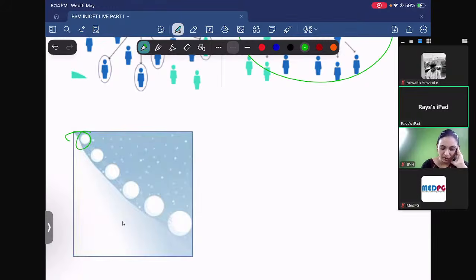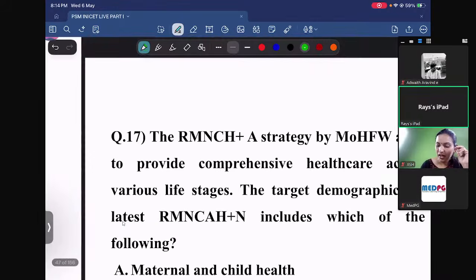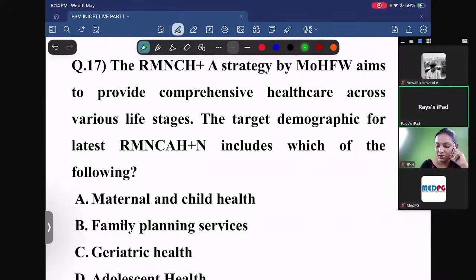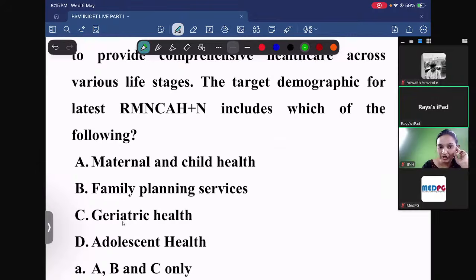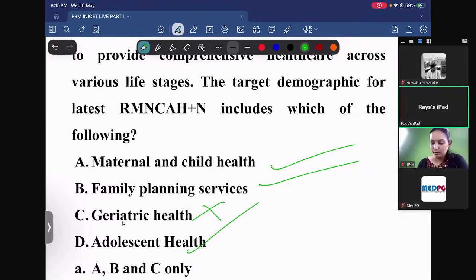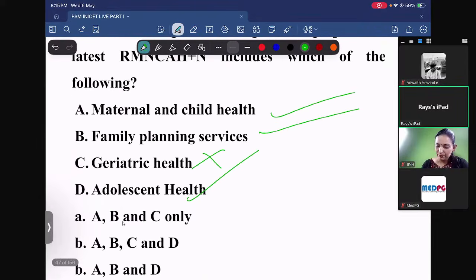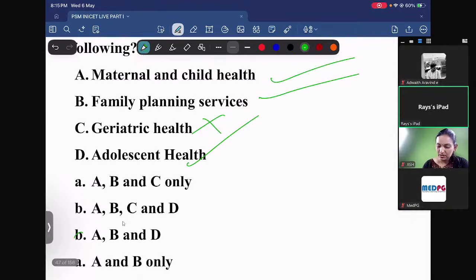Okay. Next question. The RMNCH plus A strategy by the Ministry of Health and Family Welfare aims to provide comprehensive healthcare across various life stages. The target demographic for the latest RMNCH plus N includes which of the following? So your RMNCH plus includes maternal child health, of course, yes. Family planning services, yes. That is what the R stands for, reproductive. Geriatric health, no. Geriatric health is not a component of RMNCH plus N as of now. And adolescent health, of course, is a part of your reproductive and child health program. So your answer is going to be A, B, and D. Option should be C. A, B, and D is the correct answer.